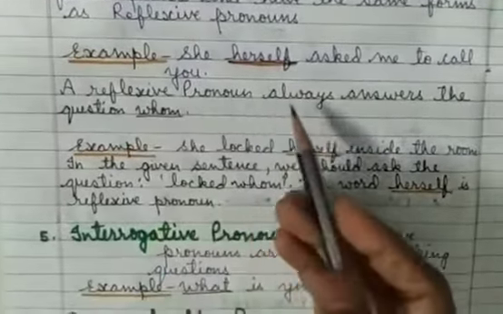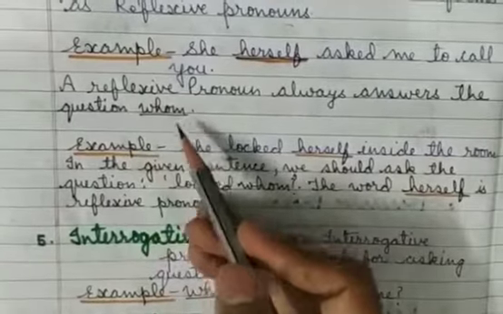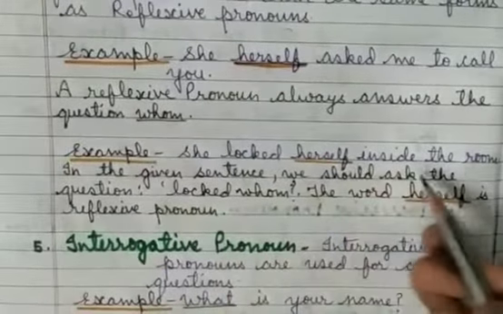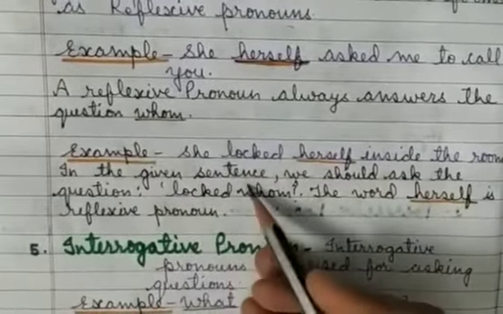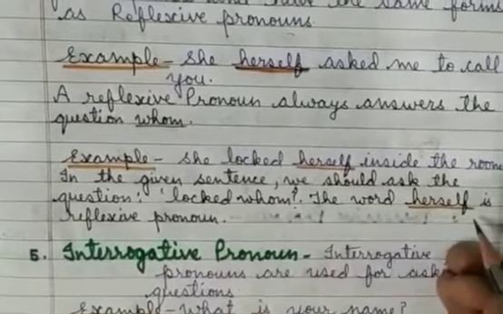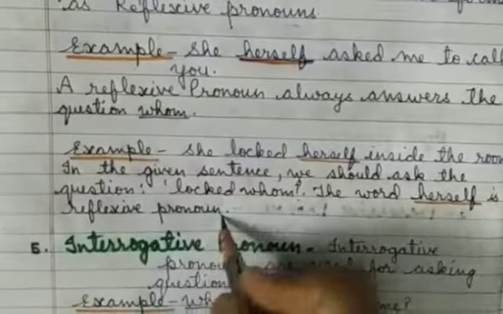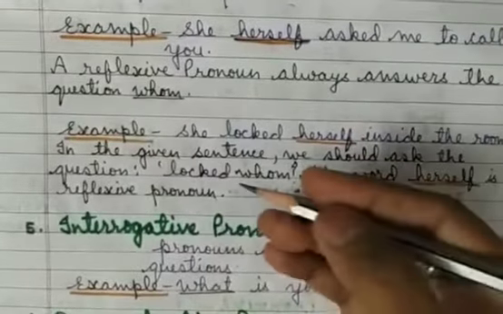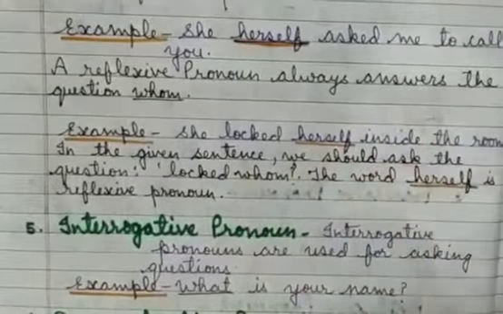Next, a reflexive pronoun always answers the question whom. Example, she locked herself inside the room. In the given sentence, we should ask the question locked whom. The word herself is a reflexive pronoun. So emphatic pronouns and reflexive pronouns are nearly the same.